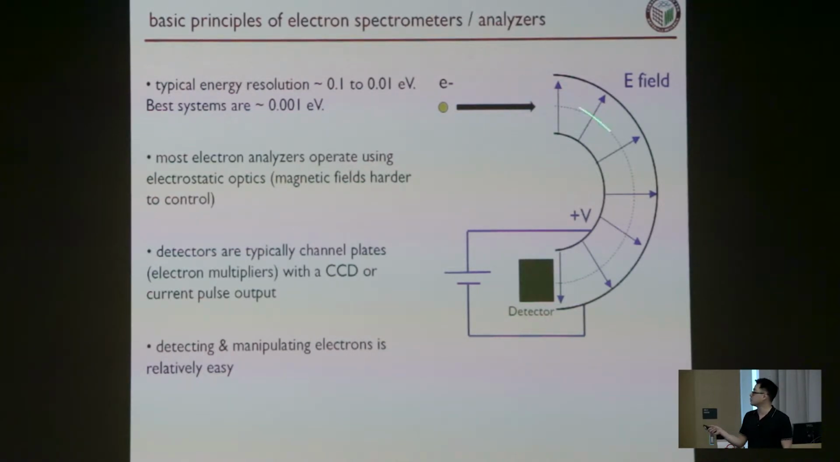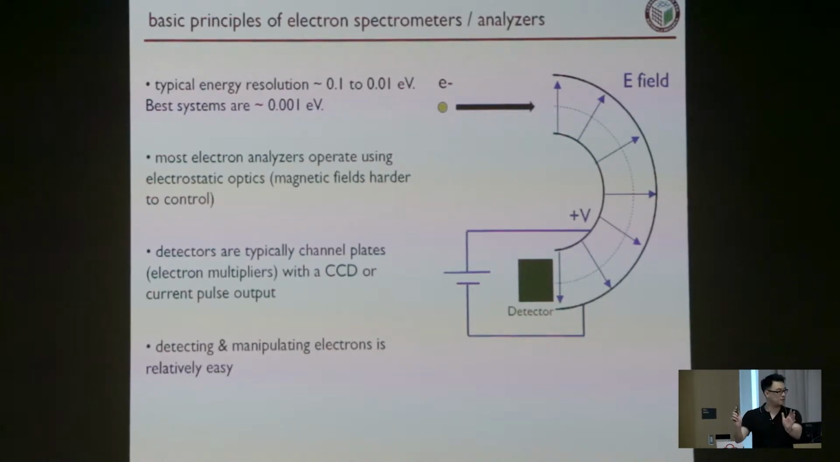And so there's something called the pass energy, which is the energy that this thing needs to have to make it all the way around. There's a detector here, okay? And so, you know, the fact that we don't have magnetic monopoles in free space makes magnetic lensing quite difficult. So generally people stay away from magnetic lensing. Electrostatics is much easier to control.